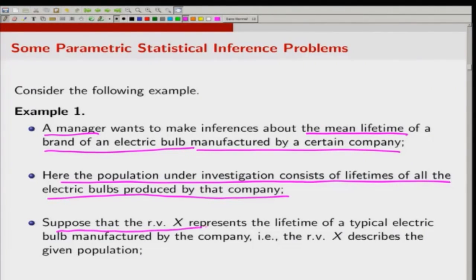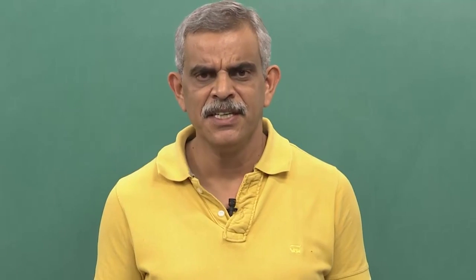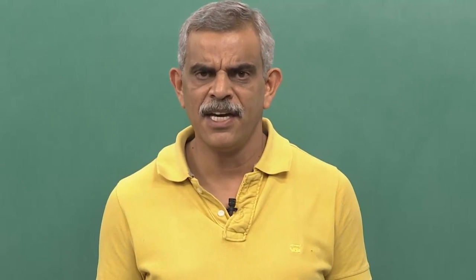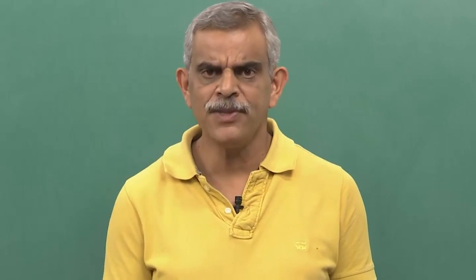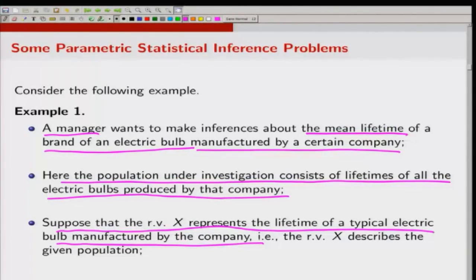Suppose that the random variable x represents the lifetime of a typical electric bulb manufactured by the company, because different electric bulbs produced by the company would have different lifetimes. So there is some amount of randomness in the actual lifetimes, and I assume that randomness is captured by this random variable x. In other words, the random variable x describes the given population, which is the lifetimes of all the electric bulbs produced by the company.